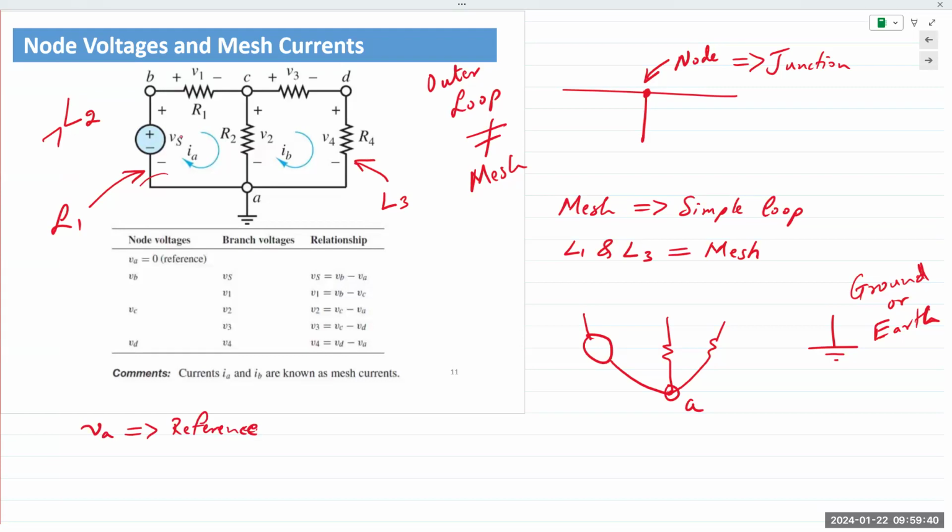Okay. Now the ground or earth would be in some other part of the circuit. In this case, it's just shown that node A is ground. It does not affect it right now. So ignore that part.